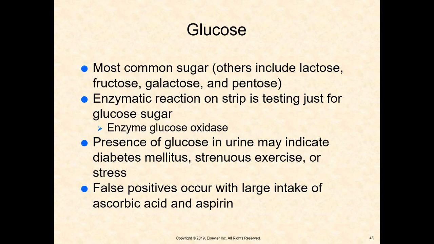Other things that it might test for, lactose, fructose, galactose, pentose, a lot of times are not tested for in these dipsticks, but those are also sugars. The enzymatic reaction on the strip is testing for just glucose. It uses an enzyme called glucose oxidase to look for glucose. If somebody does have glucose, it could indicate diabetes, strenuous exercise, or stress. False positives can occur with large amounts of ascorbic acid, which is vitamin C, or aspirin.